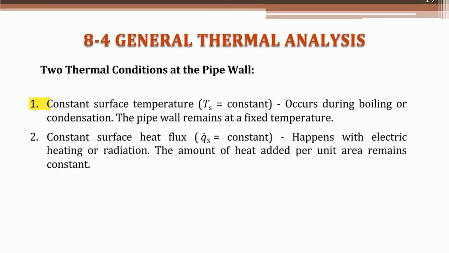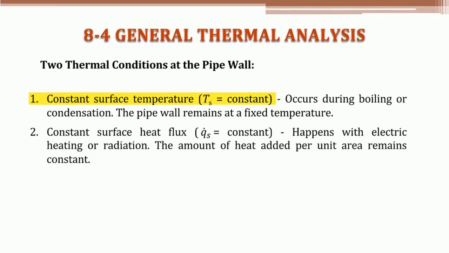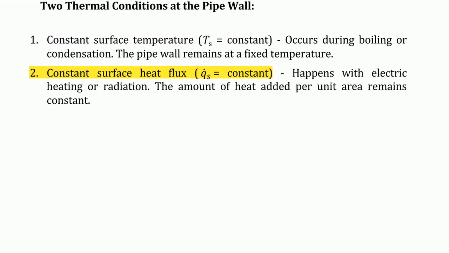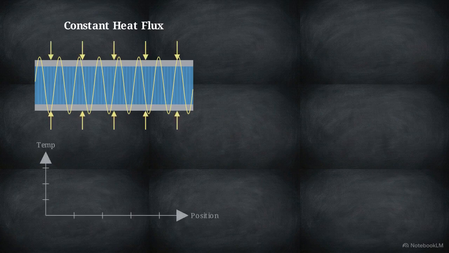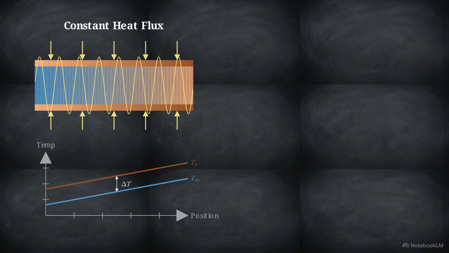wall. In practice, the surface will be maintained at either a constant temperature or a constant heat flux. These conditions are mutually exclusive. You cannot have both at once. Imagine an electric resistance heater wrapped around the pipe. It adds a steady amount of heat per unit area. This constant input forces the wall temperature to climb as the fluid warms.